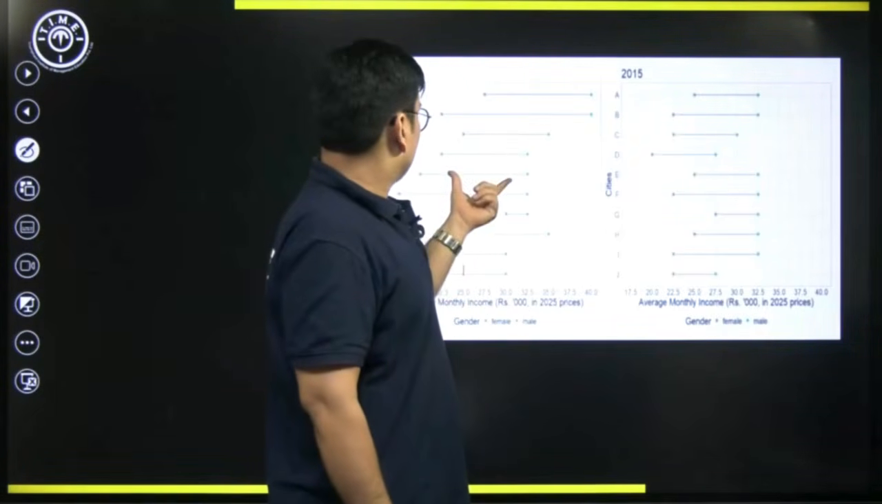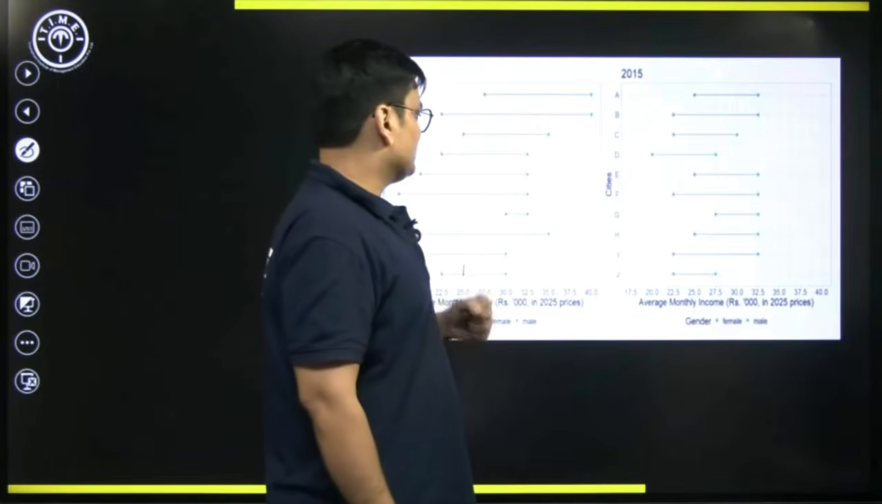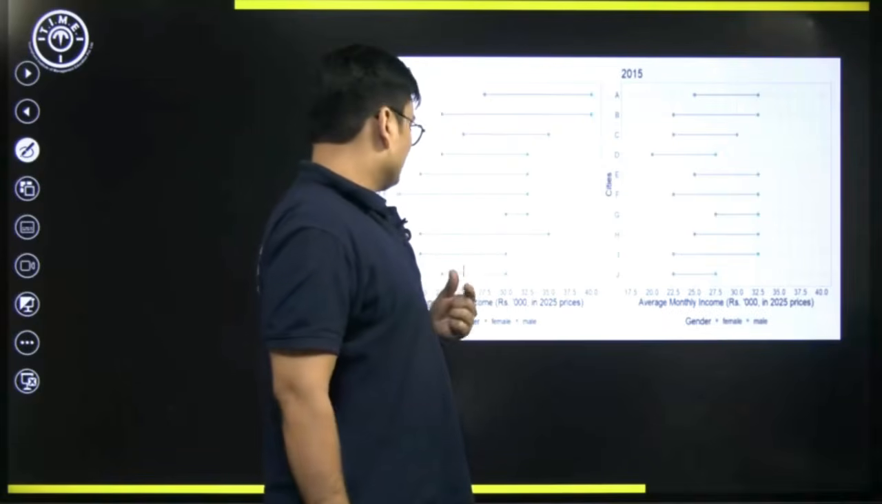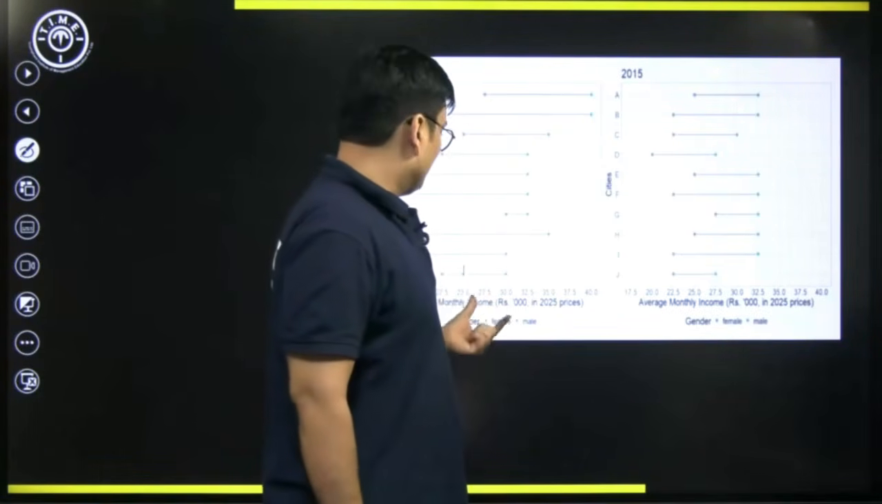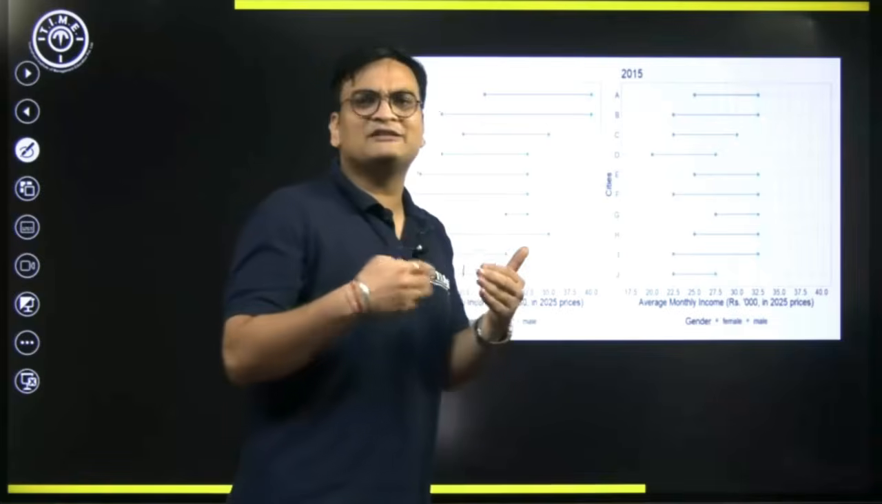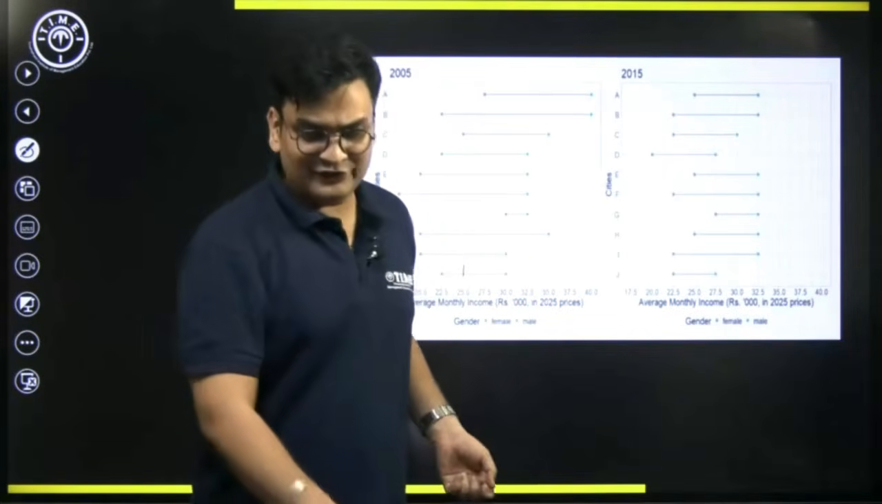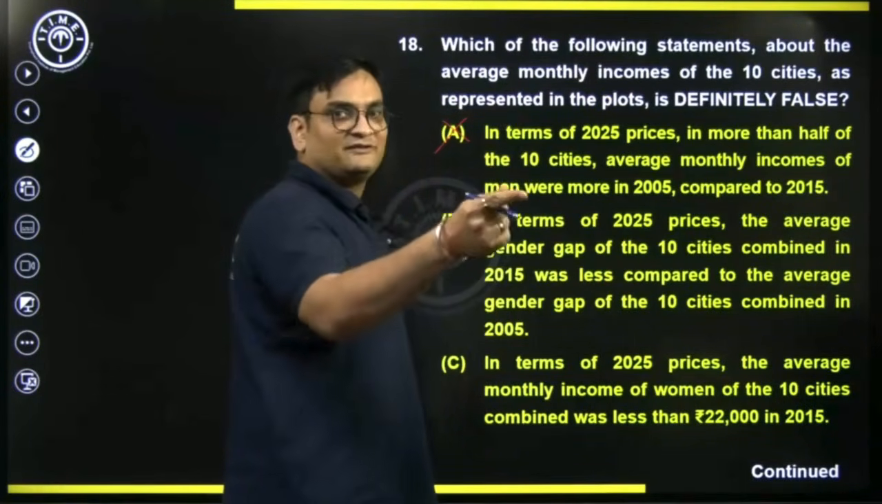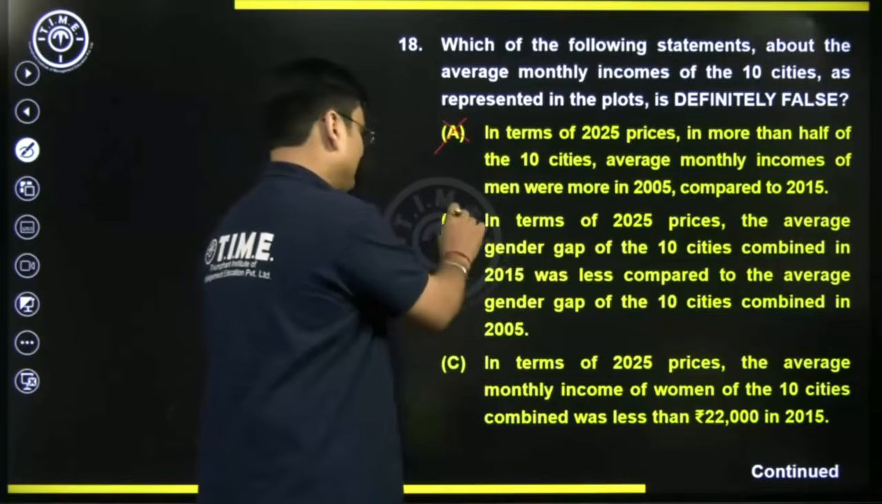D, it's more. E, it is more. F, it is more. G, that is slightly more. H, it is more. I think they are comparable. J, it is more. So overall, can't we see in 2005, it's definitely going to be more? So that means 2015 is less than 2005, that's correct, not my answer.